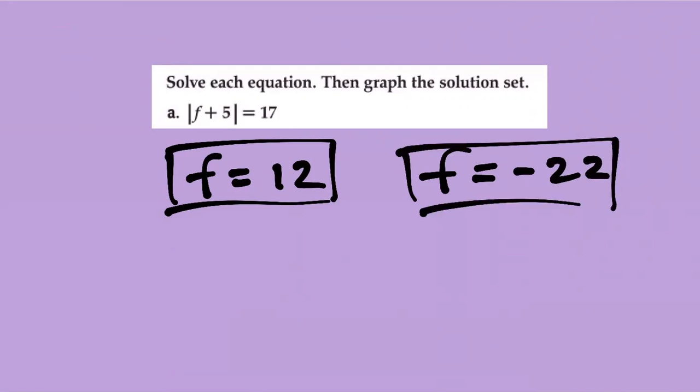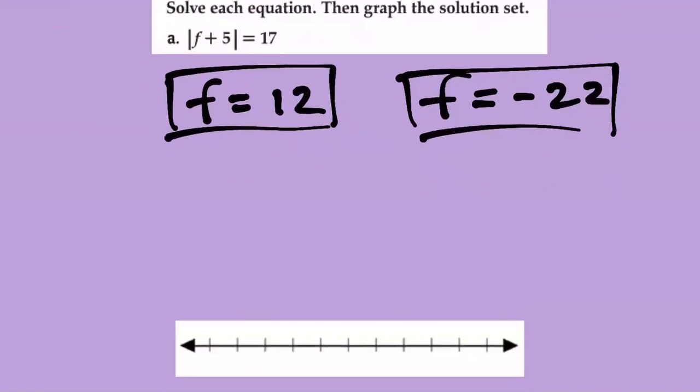The other thing they're going to ask you to do is graph this. All you got to do is basically set up a number line. Sometimes they'll have them set up for you. I know I'm going from negative 22 to 12. So maybe let's put 0 here, and then let's just go up by 5s, so you get 10, 20. If this is 0, negative 22 is going to put us about right here, and then 12 is going to put us just past 10, about right there.